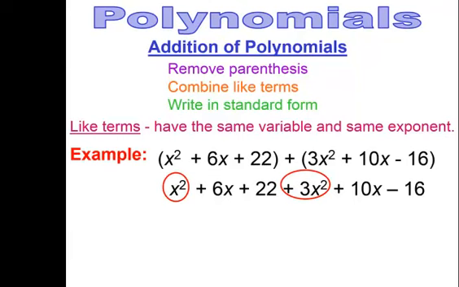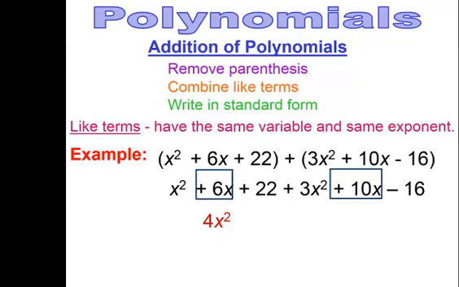Here I can combine the x squares. I have 1x squared and I have a plus 3x squared. So to combine, I'm going to take 1 plus 3 and I'm going to have 4, and I'm going to attach that like variable and exponent. And I'm going to combine the x's here. I have plus 6x plus 10x. I'm going to end up with plus 16x.